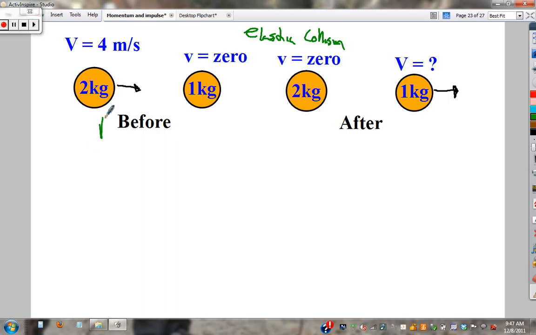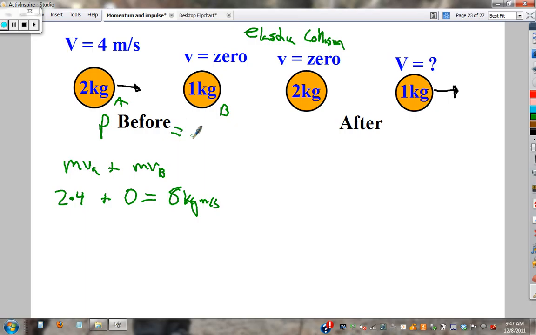What's our momentum before? Well, it's m v A plus m v B. Let's call it A and B. So that's 2 times 4 plus 1 times 0 is 0, equals 8 kilogram meters per second. So our momentum before equals 8 kilogram meters per second. So that means our momentum after also equals 8. And we need to find the velocity of this guy if we know this guy stopped and then this guy kept going. So it passed on this moving energy.